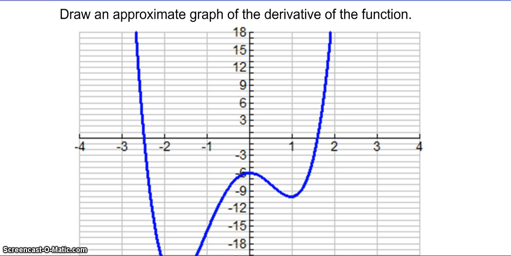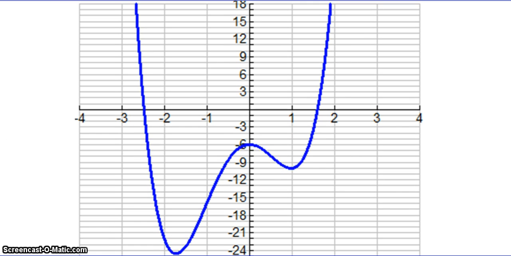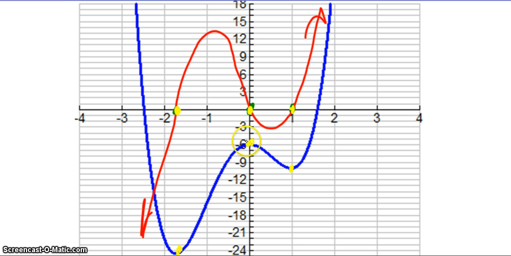Let's try it again. Draw an approximate graph of the derivative of this function. So again, here's the regular function, draw the derivative. Pause the video, unpause when you're ready to check your work. Alright, so again the key features are that we should have these zeros where the function had a minimum or a maximum. And then where the function is increasing, the derivative should be positive. So here the function is also increasing, here the derivative is positive. Where the function is decreasing, the derivative is negative.